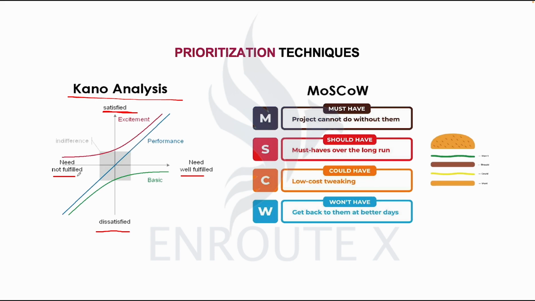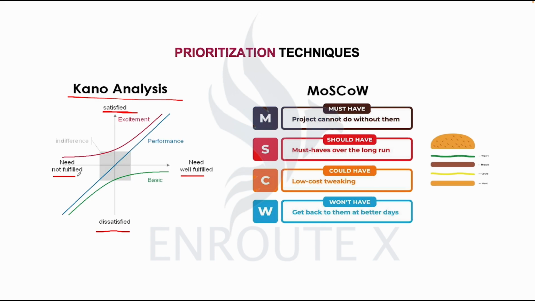Basic is that feature that is needed the most. Then performance needs are those indicators that would help for higher satisfaction. Then we have excitement needs, which is an attraction. It's an attractive quality need.